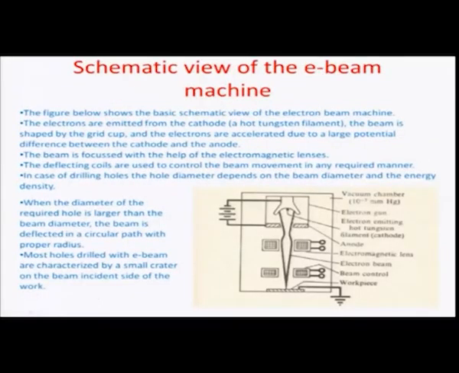So, this typically shows the schematic layout of a beam column which generates the electron beam, and as you can see here, the beam column has several parts. It is typically stored in a vacuum chamber which has a 10 to the power of -5 or -6 millimeter mercury vacuum level.